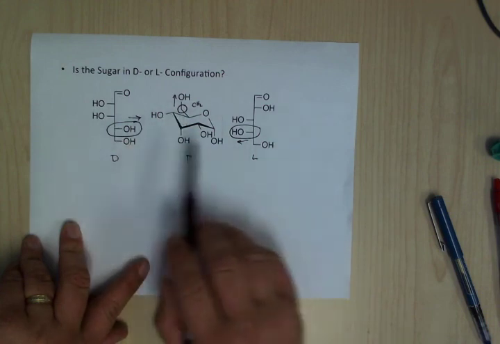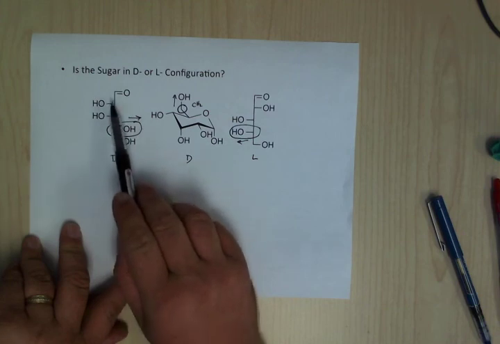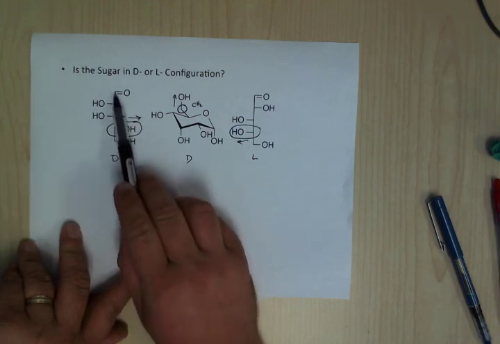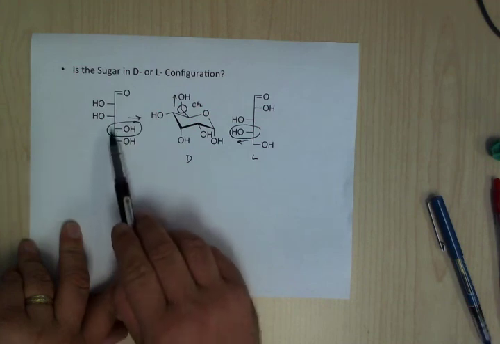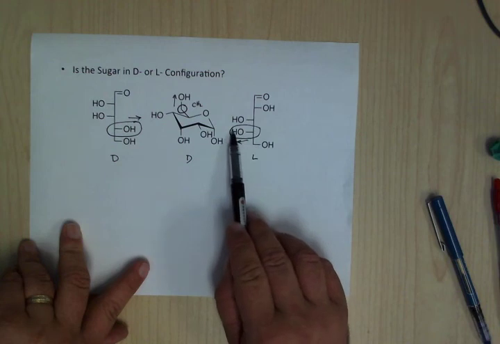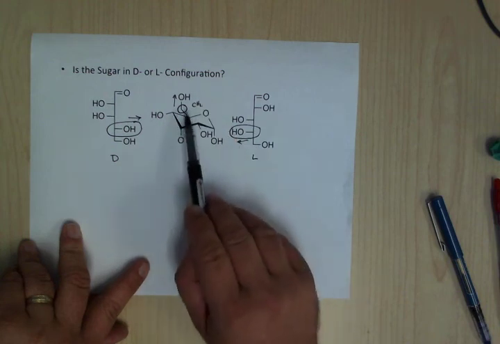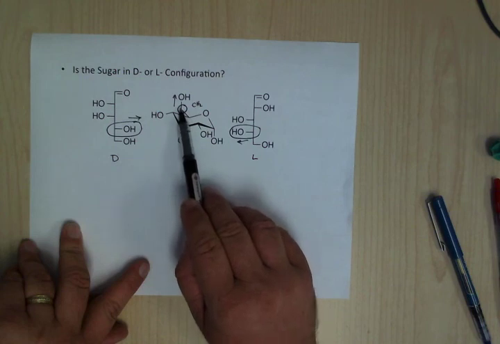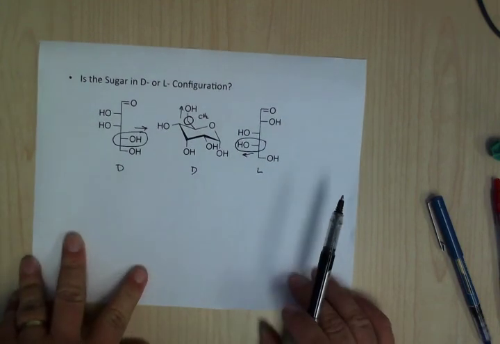The important things: in the straight chain, it's technically the chiral carbon farthest away from the aldehyde. So it's here, usually the one up. If it's pointed that way, it's D. If it's pointed that way, it's L. On a ring, it's the CH2 group. If it's above the ring, it's a D. If it's down here, it's L.